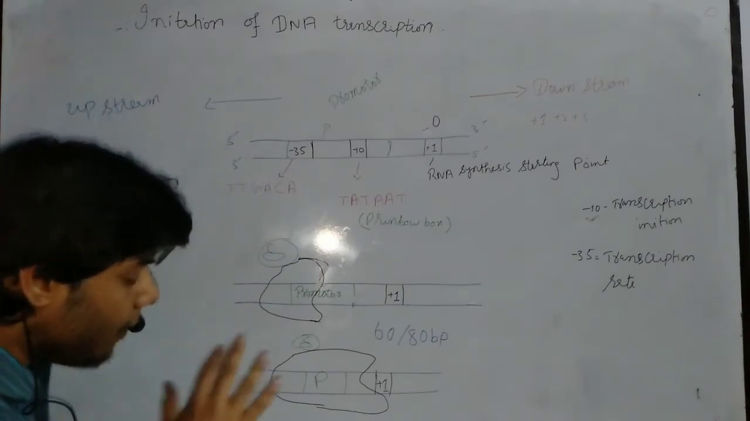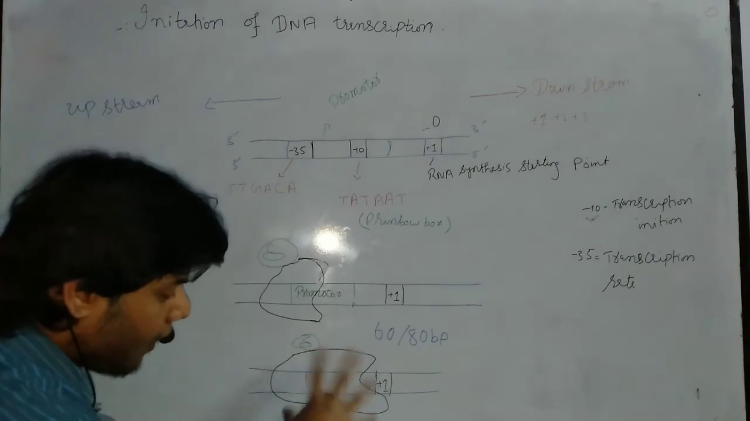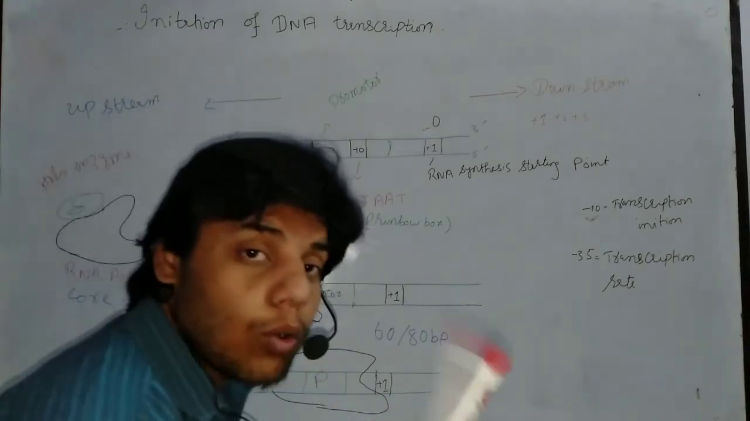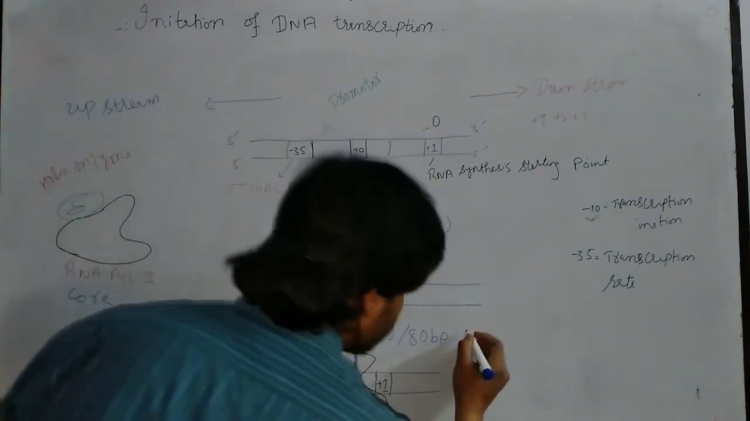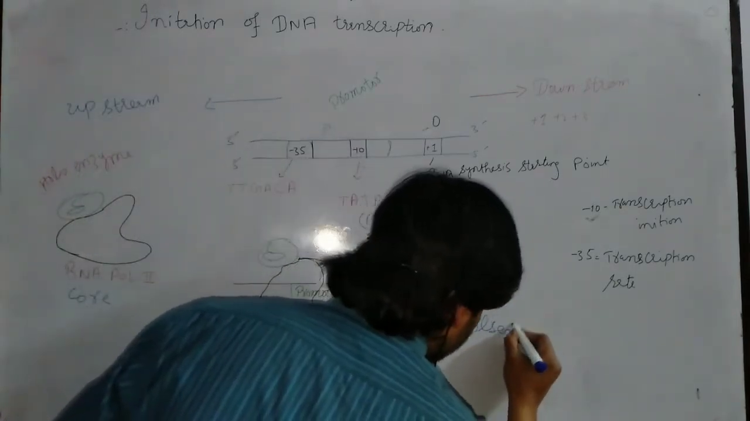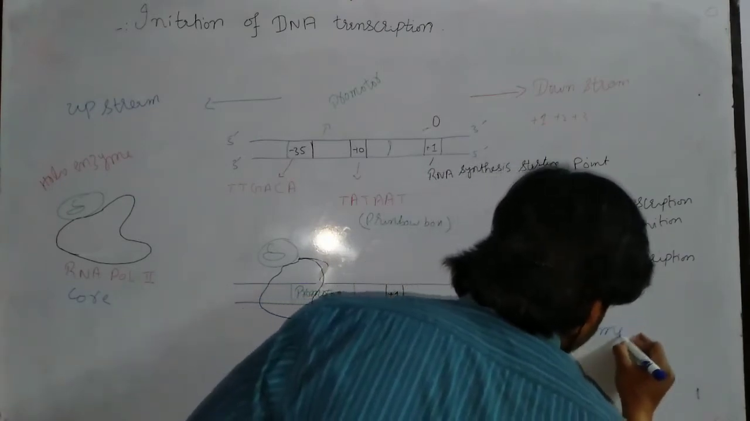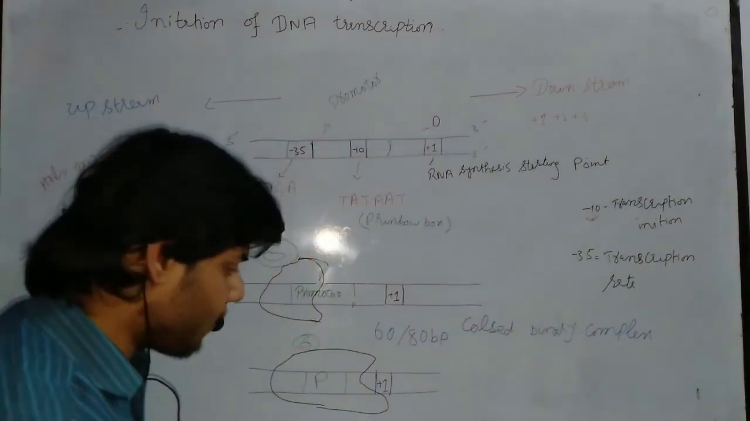Okay, and remember, when the sigma factor and RNA polymerase structure is changed, it makes a complex which we call the closed binary complex. Let me write closed binary complex. Okay, so this is called the closed binary complex.